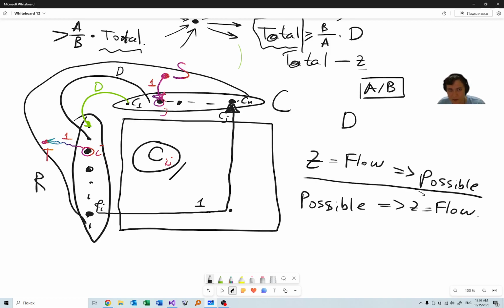Okay, these both can be proven. Let's start with the first one. Assume that Z equals flow. This means that each of these edges from sources and to sinks, or from the only source but to several C's, and maybe from several R's but to only one sink. So these edges are all activated.